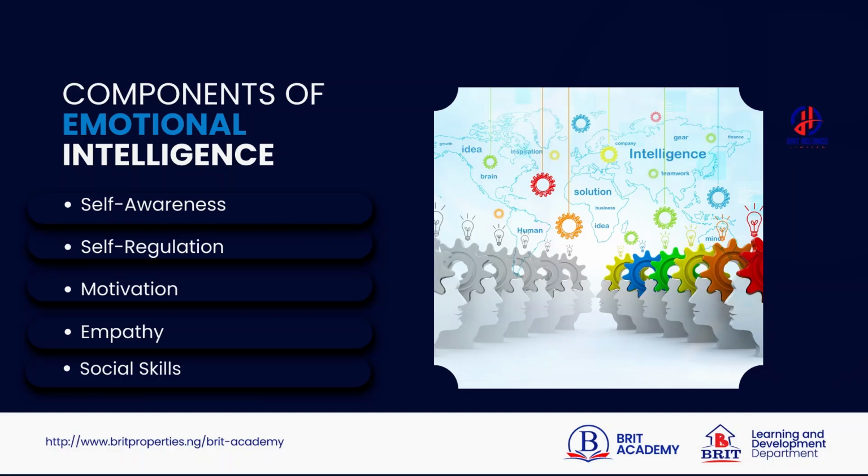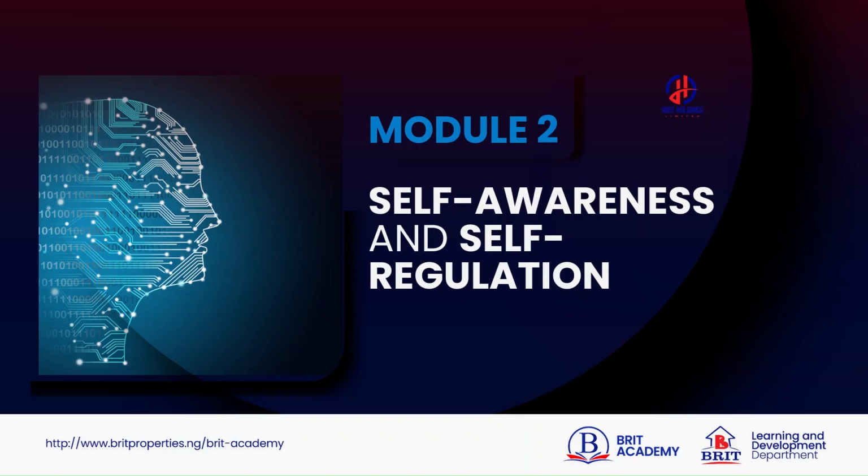In this module, we'll be looking at the components of emotional intelligence. I'll be listing them out, to be discussed in detail. The first is self-awareness. Second, self-regulation. Third, motivation. The fourth, empathy. And the fifth, social skills. These five components are words you probably have heard somewhere, but you have not linked them to your emotions. I'll be explaining these in detail.